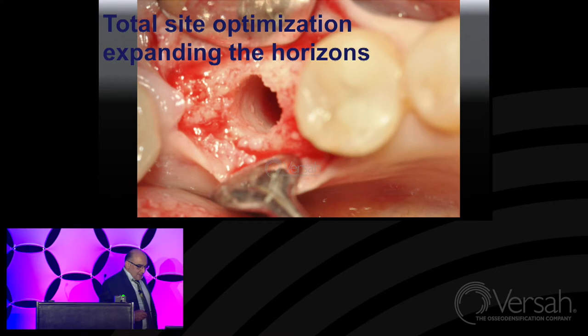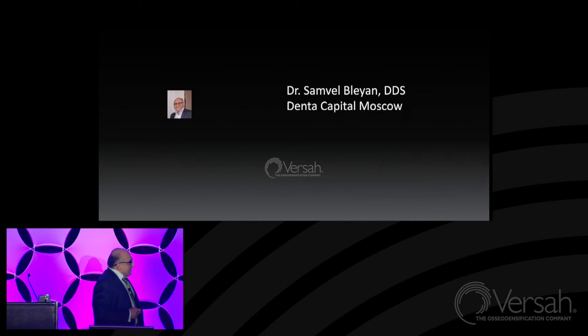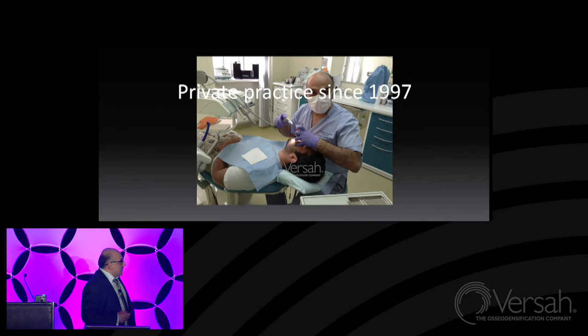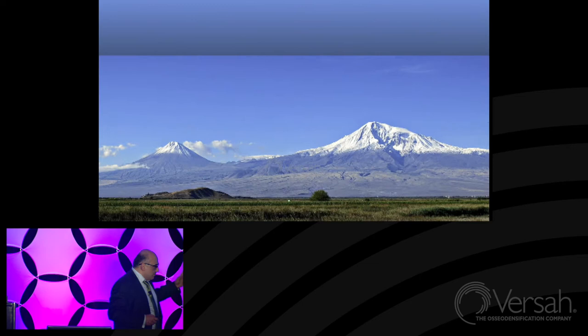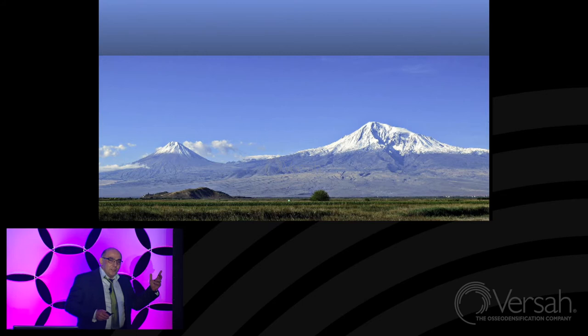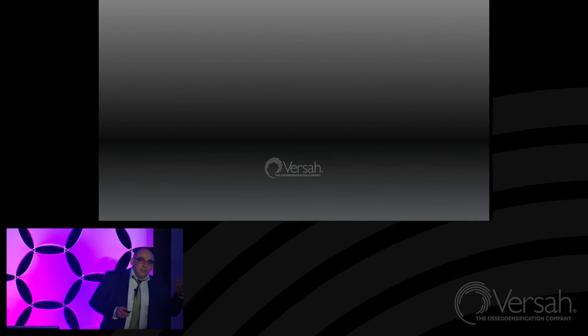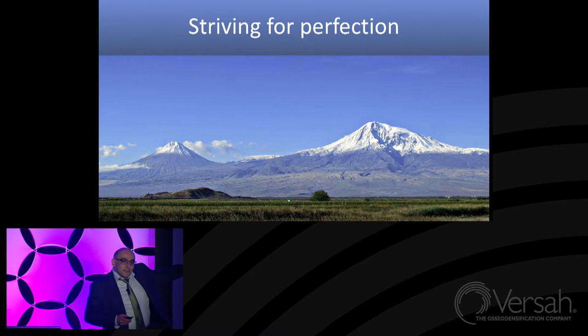This is me. And that's me in my clinic in Moscow, where I've been working since 1997. You know what this is? This is biblical Mount Ararat, which I have an opportunity to see from my window every day when I visit my homeland, Yerevan. I want to return. Striving for perfection is my motto. Why? Because I see this perfection every day when I visit my homeland.